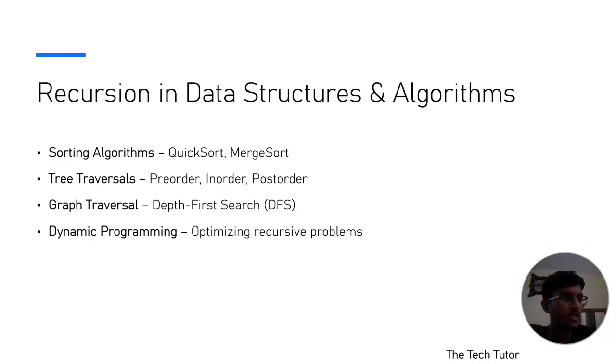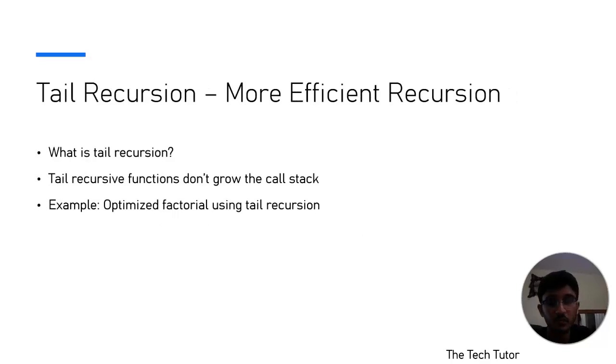Now let's talk about a special topic of recursion called tail recursion. Tail recursion is when the recursive call is the last operation in the function, allowing some compilers to optimize it and remove some extra stack frames. This reduces memory usage and prevents stack overflow. While C++ doesn't always optimize tail recursion, languages like Python and Lisp do.